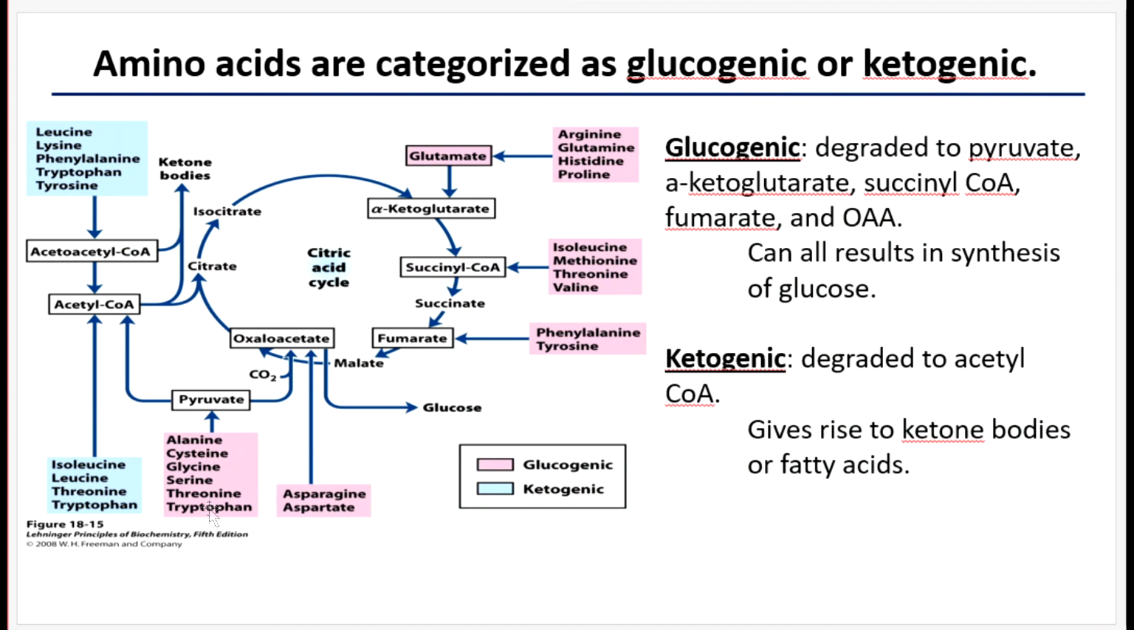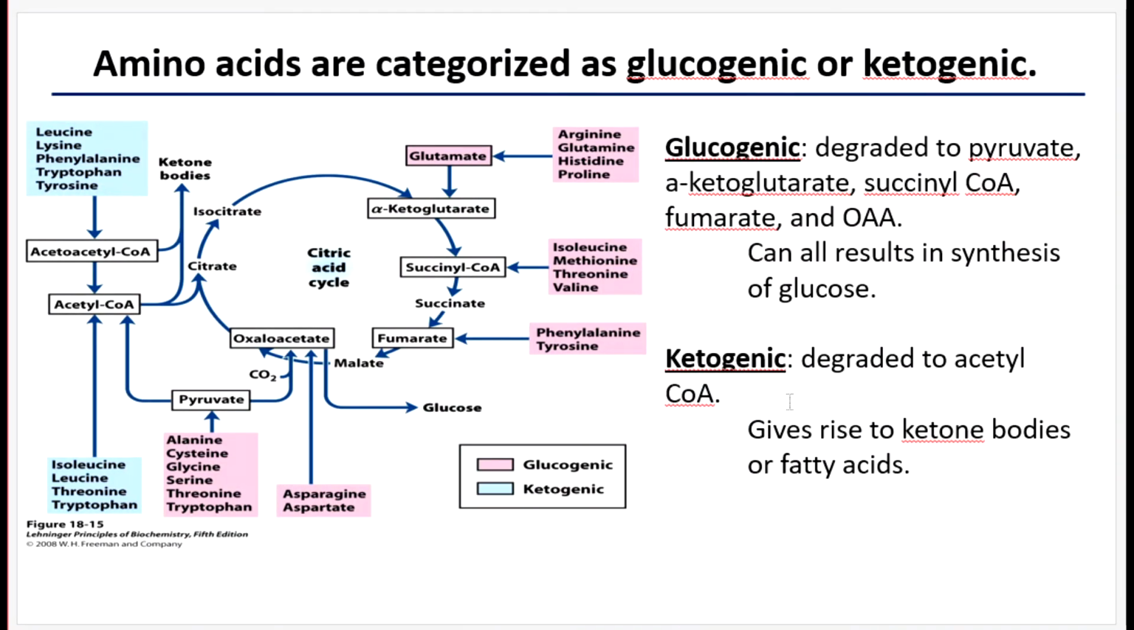And so glucogenic amino acids can be degraded directly into pyruvate or into different intermediates that can be used to build glucose. And so they're called glucogenic because pyruvate can be used to make glucose in the liver through gluconeogenesis. And then these other citric acid cycle intermediates, alpha ketoglutarate, succinyl-CoA, fumarate, and OAA, can all be used as materials for building glucose. And so they would replenish the citric acid cycle, but they could also be used to build glucose in times of metabolic need by the liver.